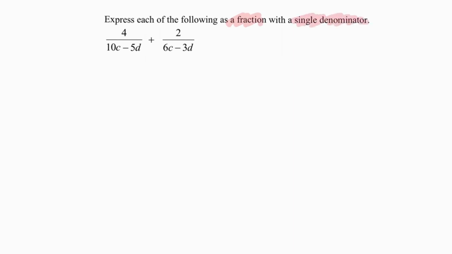Leave it as a single fraction with a single denominator. And so the very first thing, if we can factorize the denominator, we factorize. Same for here, we factorize. So I rewrite this as 4 over, and I see that both can divide by 5, and I'm left with 2c minus d.